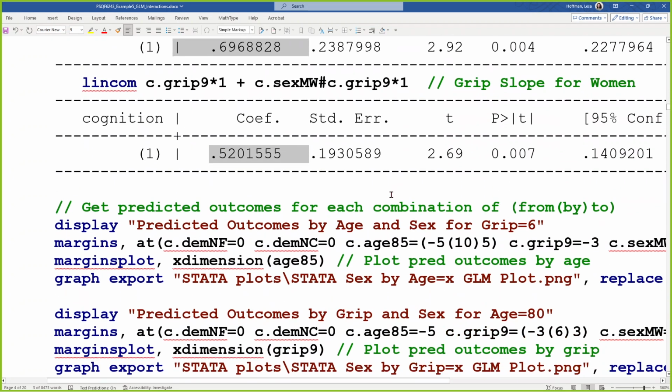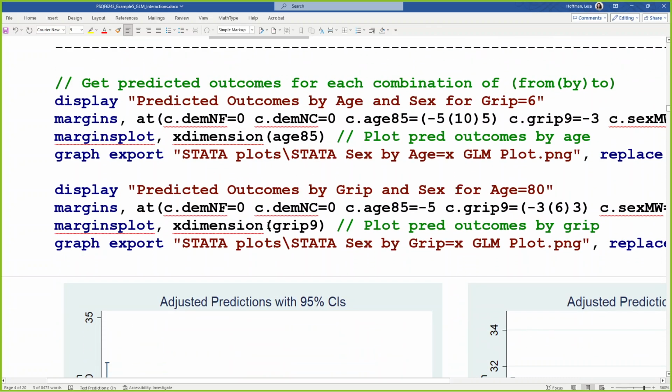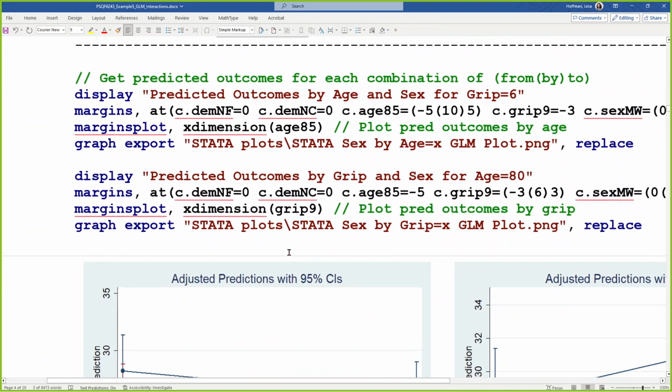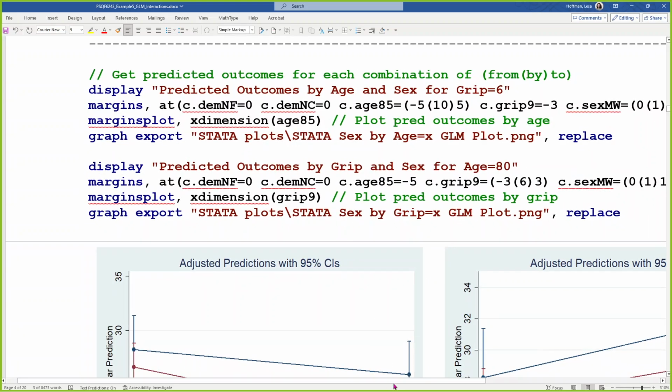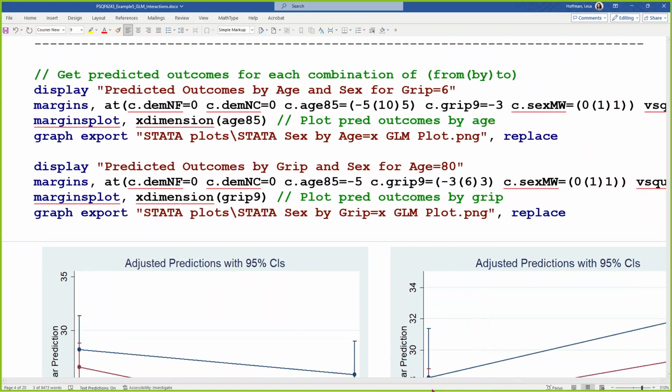So is your reader. So the critical important part is, as shown in figure 1, make them a picture. Here are some pictures. So in Stata, you can easily ask for predicted values for a range of things. So what I'm doing here is asking for predicted outcomes. That's what margins does. At is I'm putting in the values of the centered predictors.